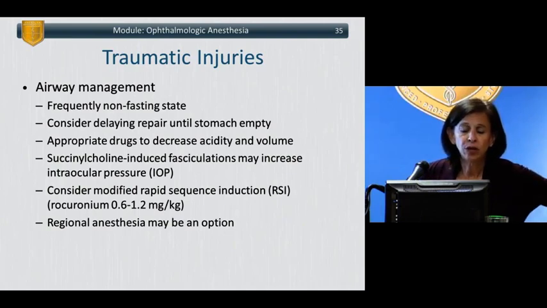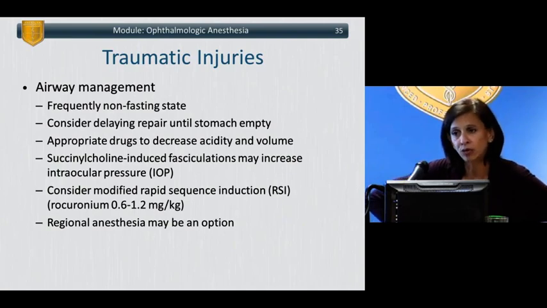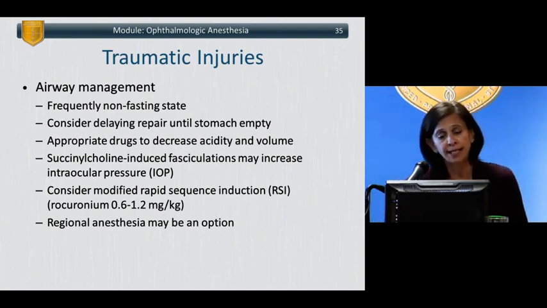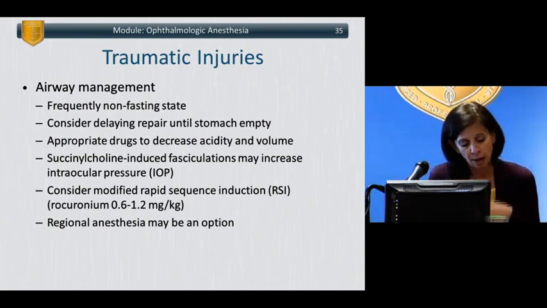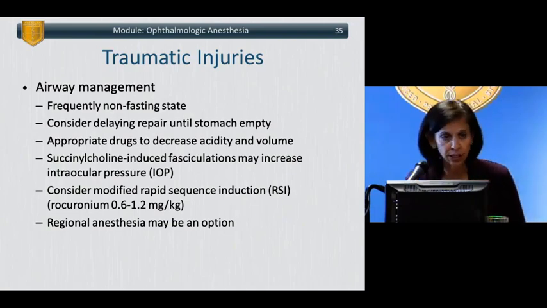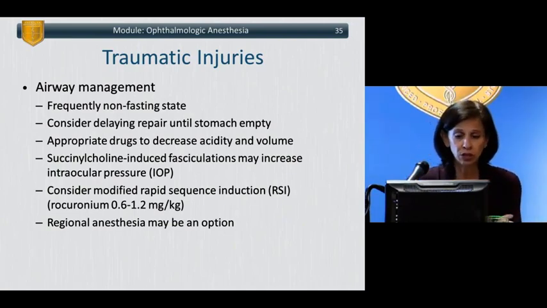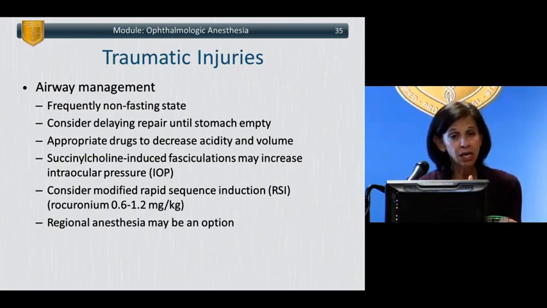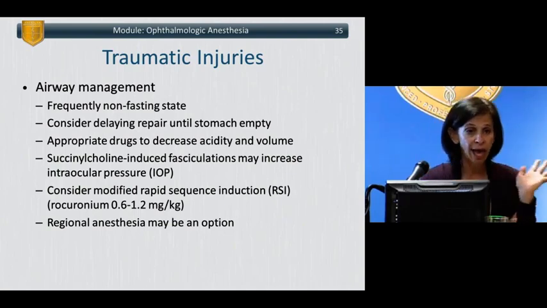So sometimes you will encounter patients who have traumatic injuries to the eye, and the reason that those are important is because the patient may not be in a fasting state. You may not have time to optimize their medical conditions. It's considered generally an emergency surgery. So you can consider delaying repair until the stomach is empty, but generally when one has an injury, gastric emptying slows down or ceases. So the clock starts from the time of the injury, not necessarily from the time of the last food.